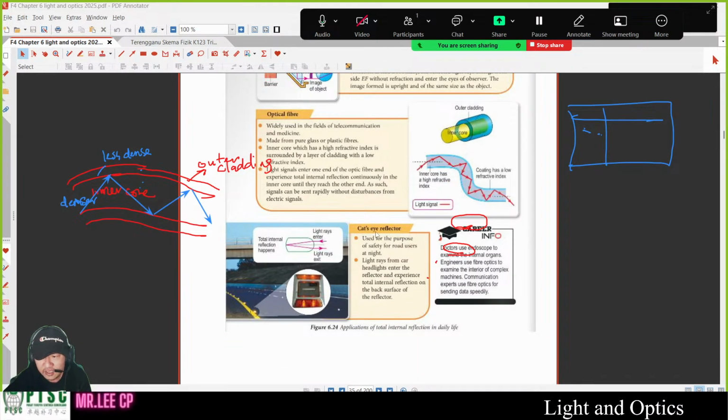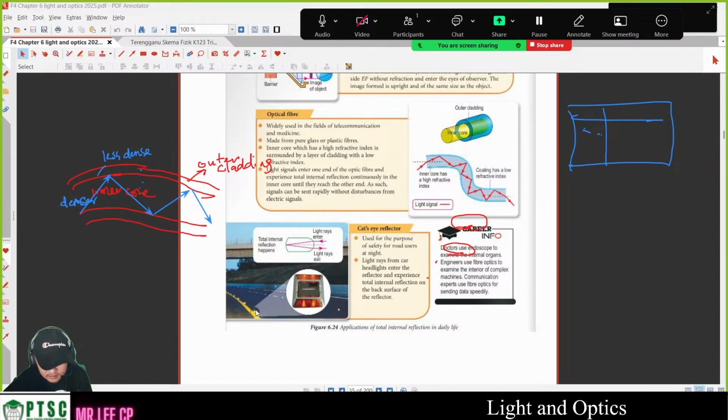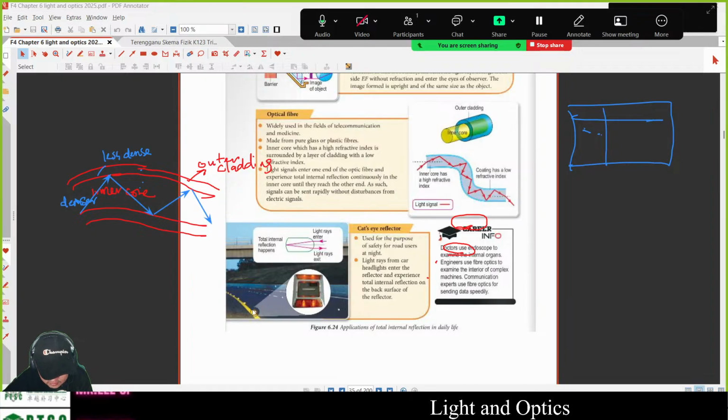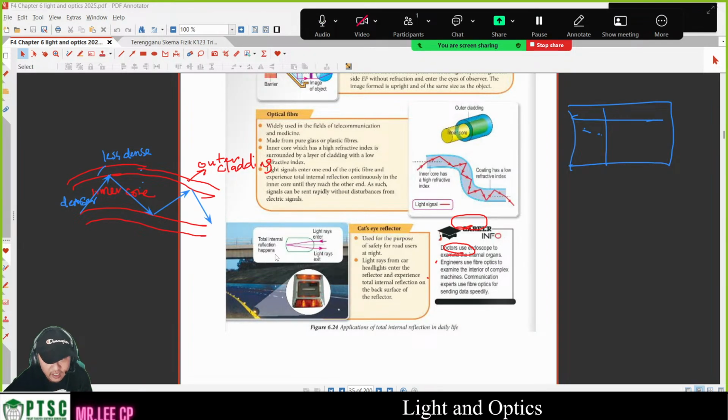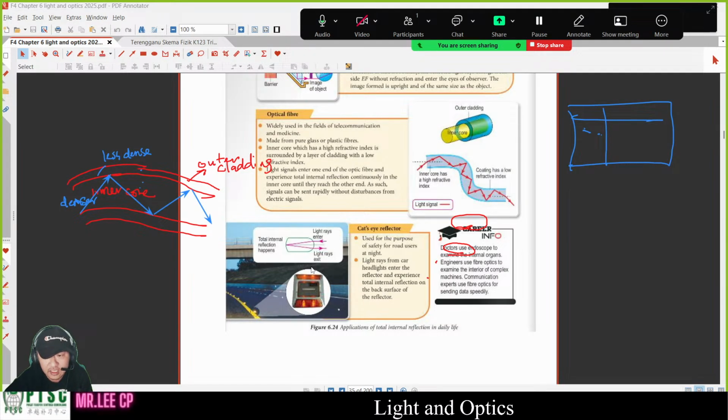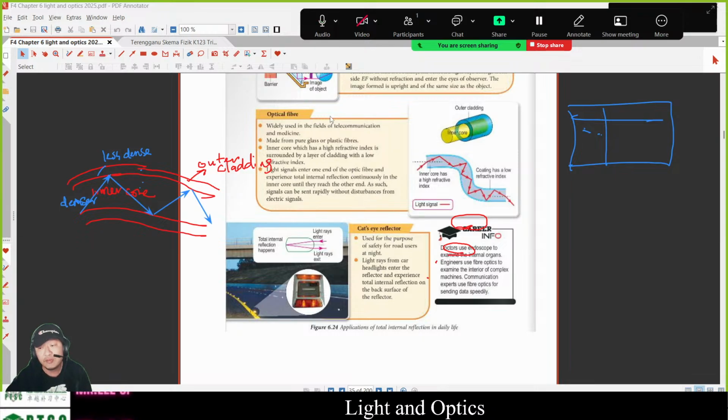And then the cat eye reflector. The cat eye reflector is used at the middle of the road or side of the road. So you can see here, this is the cat eye reflector.